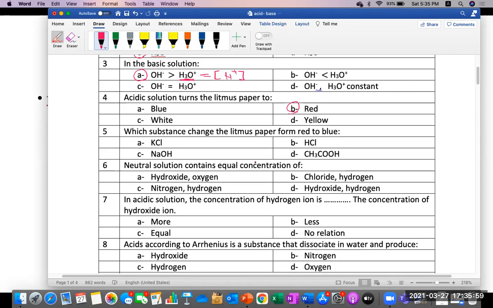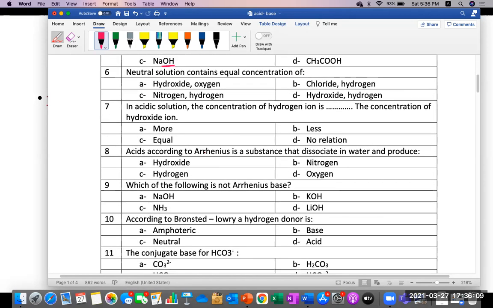Which substance changes litmus paper from red to blue? If it changes it to blue, it means this one is a base, and a base will be with hydroxide, OH minus. In acidic solutions, the concentration of hydrogen ion will be larger than the concentration of the hydroxide ion. So it will be A.